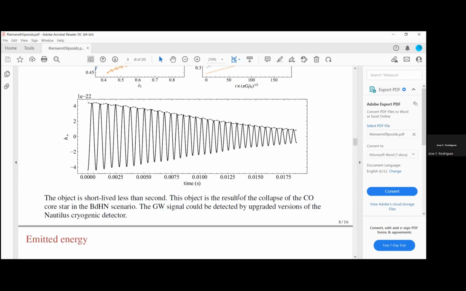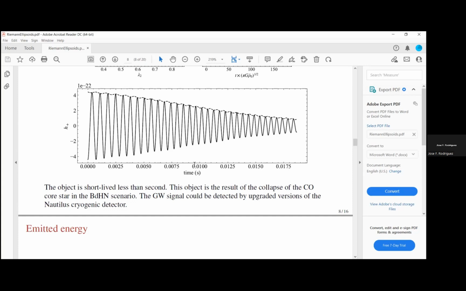From the astrophysical point of view, this object can be the result of the collapse of the carbon-oxygen core in a binary-driven hypernova scenario. So it's very important to check that the estimates agree with the exact dynamical evolution. This is also important because we can say that there is a new form of multi-messenger astronomy regarding the binary-driven hypernova scenario, because you can see first these short bursts of gravitational waves, and then you can see the gamma-ray bursts emitted in this scenario.